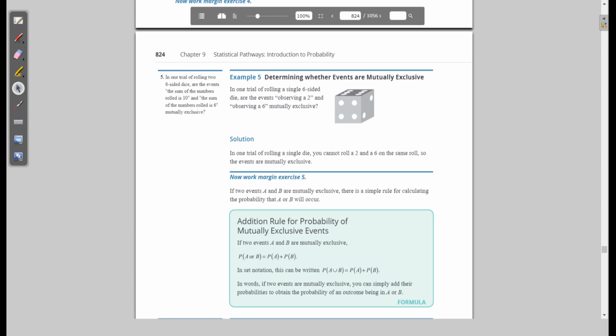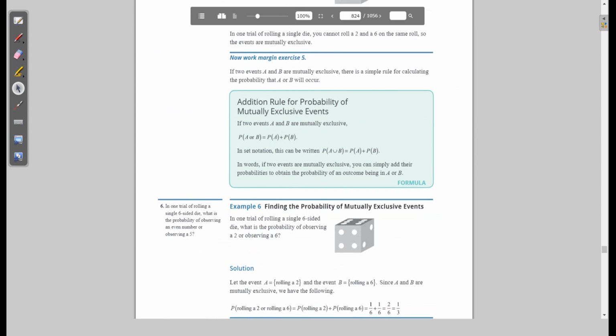If this seems pretty easy, it gets a little bit harder at the end, but not much harder. So let's think about this. In one trial of rolling a single six-sided die, are the events observing a 2 and observing a 6 mutually exclusive? Well, when I roll a die, I can only have one side up. Whether it's a 2 or a 6 or anything else, I'm only going to see one number. So observing a 2 and observing a 6 are indeed mutually exclusive, because I'm only going to see one and not both.